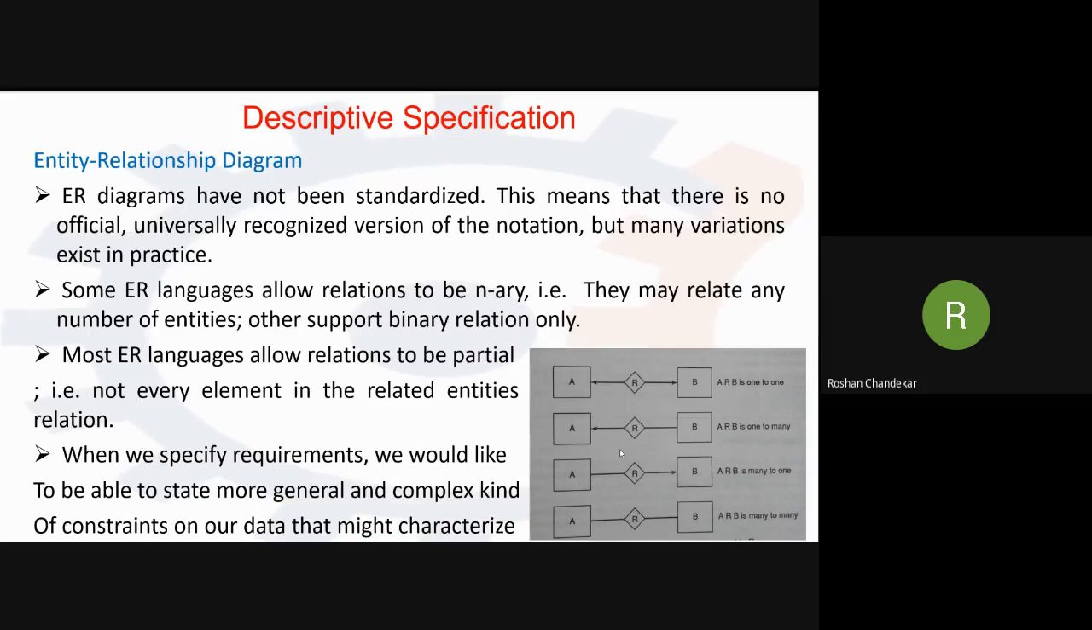Apart from that, there are four different types of relations: one to one, one to many, many to one, and many to many. Look at the diagram, we will describe it here. But most entity relationship languages allow relations to be partial, that is, not every element in the related entities has a relation. It is not mandatory that every entity has a relation with the other entity. Sometimes there may be no relationship at all.